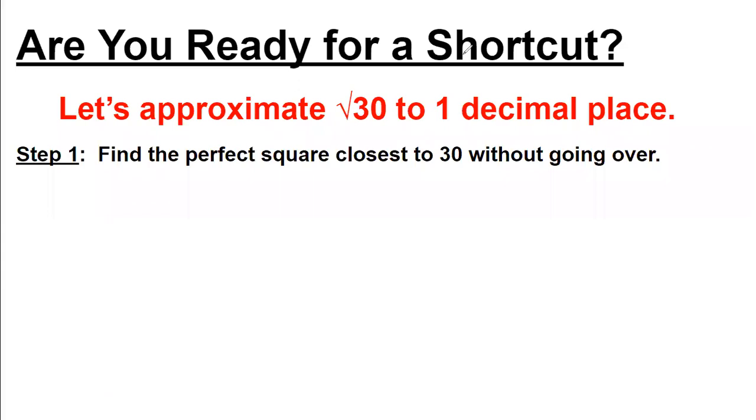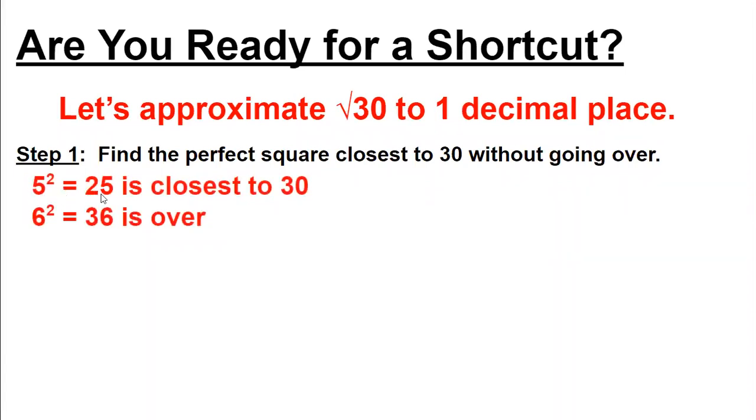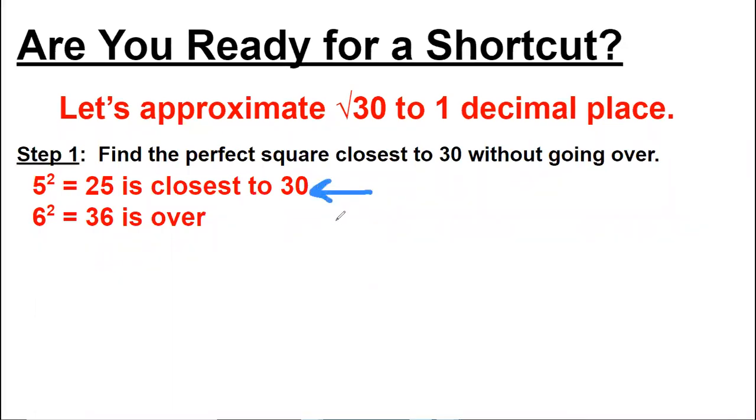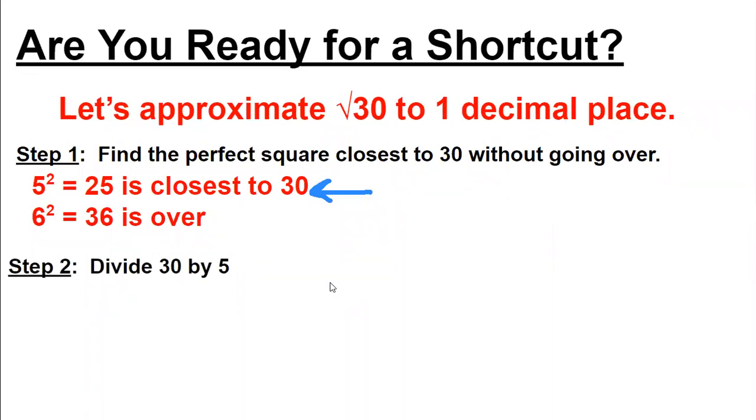We found two of them before. We found the lower limit and the upper limit. Now we're just finding the lower limit. So what number is close to square root of 30? Well, 5 squared is equal to 25, and 6 squared is equal to 36. Now 36 is over, right? This is our lower limit and our upper limit using the other method. So now this time we're only going to choose the lower limit for the shortcut method. So we're going to choose 5 squared because 25 is close to 30 but not over. Okay, that's step 1.